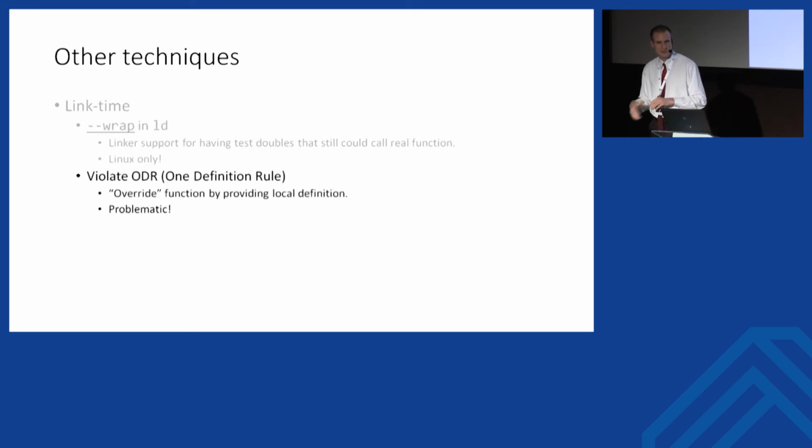Next is violate the one definition rule. As you can imagine, if you violate a rule, you are already in not so good place. But well, you can do that. You can override functions by injecting to the linker your own definition before the actual definition, and then the linker will use your own definition. It's playing on undefined behavior, and it can end bad. But in most cases, it should just work. It's not a nice solution.